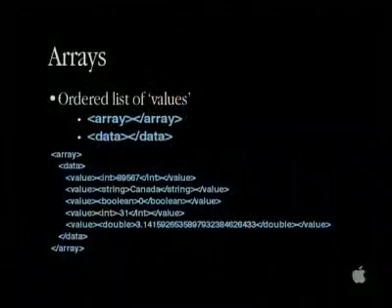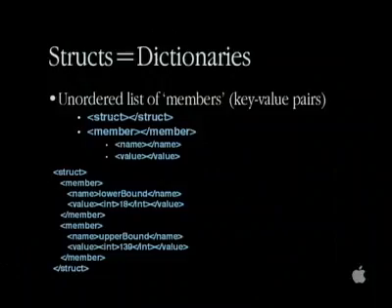An array looks like this. You have an array, and it contains its data, and the data contains an ordered set of values. So this value is serialized into the XML document and unserialized in this order from the client to the server. And for the dictionary, each member is a member tag that specifies a name-value pair. Your keys are your names, and your values are your ints.